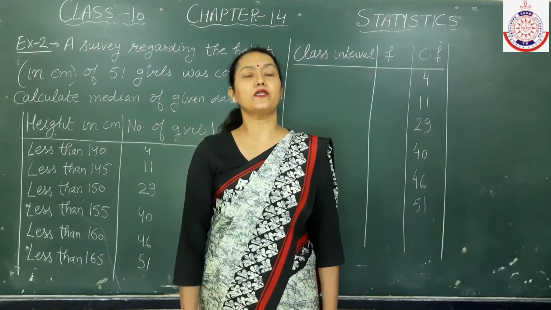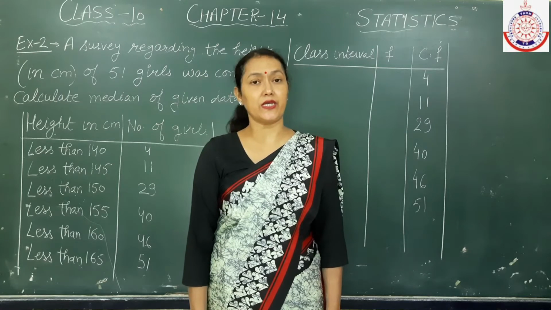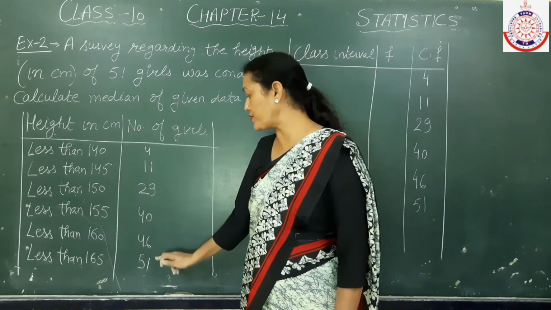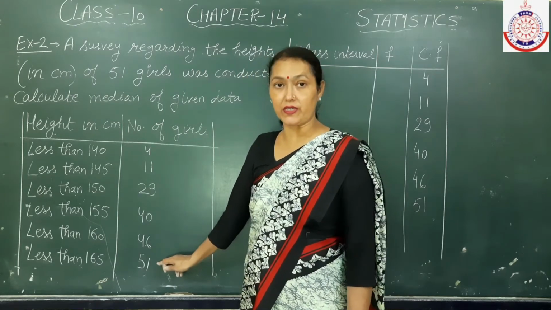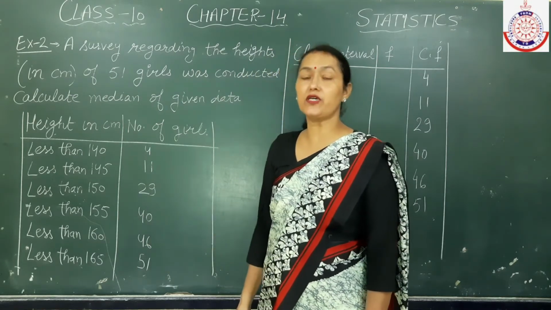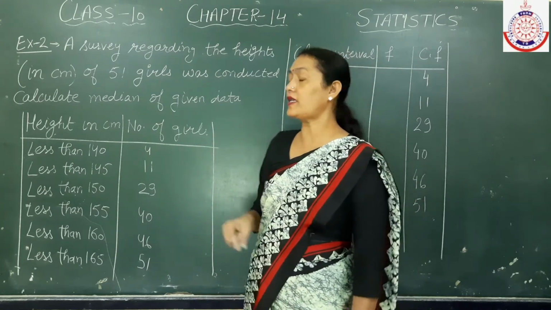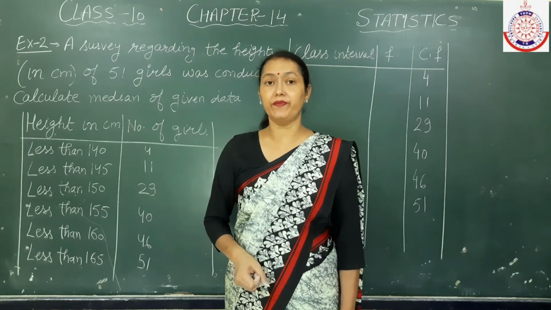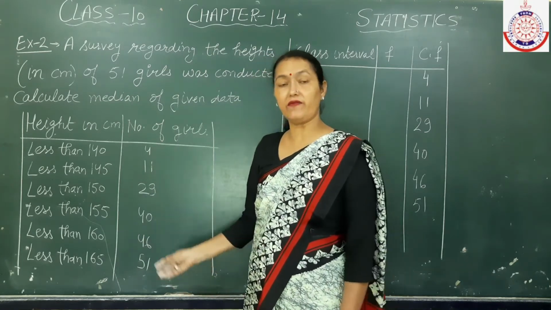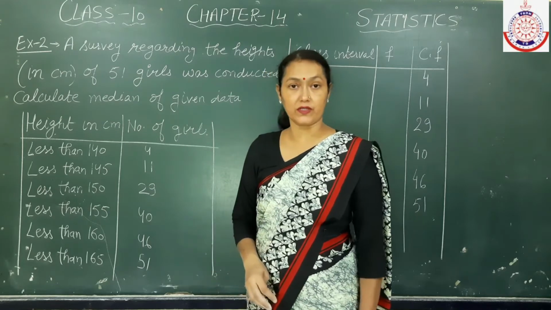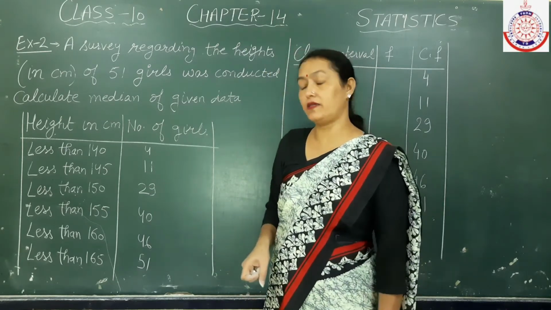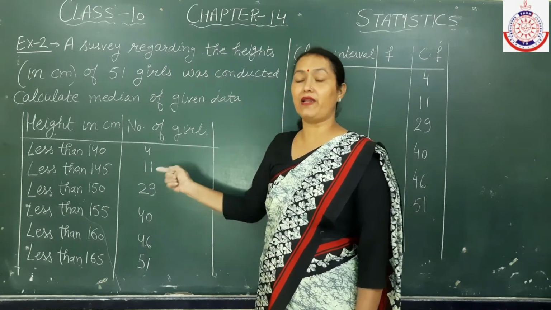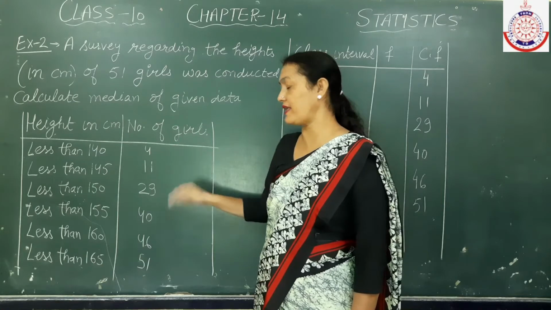You can get a question like this also, where instead of giving frequency, they will give us cumulative frequency. As you can see, values are continuously increasing, so it is cumulative frequency. Here I have taken a question in which they say that a survey regarding the heights in centimeters of 51 girls is recorded, and this data is given to us and we have to calculate the median. Before we start, we will have to convert this data and obtain class intervals as well as frequency.